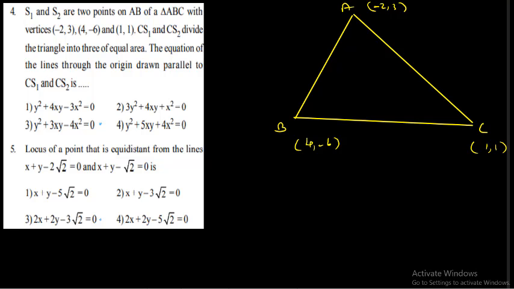Students, listen. CS1 and CS2 divide. S1, S2 are the two points on AB. Here S1 and S2 are two points. CS1 and CS2, students, divide the triangle into 3 triangles of equal area. Means the area of this triangle equals the area of this triangle equals the area of this triangle.